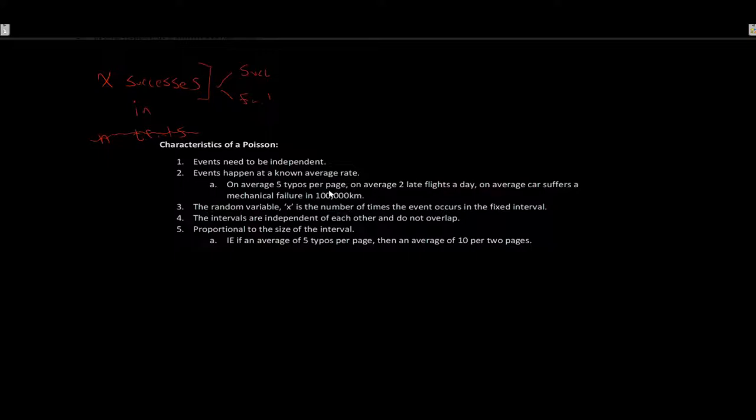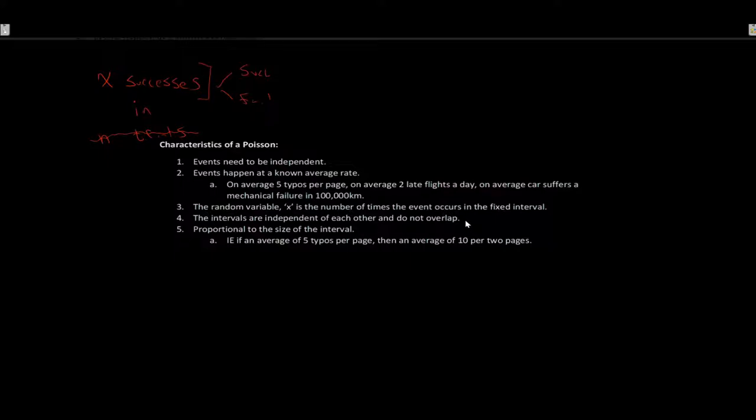Next, events happen at a known average rate. Typically, on average, we get 5 typos per page, or on average we get 2 late flights a day, or on average a car suffers a mechanical failure in 100,000 K, that's 1 failure every 100,000 K. So we have some average rate of occurrence. Next, the random variable X is what we're looking for. What's the probability we have 3 typos on this page? That would be X. X is the number of times the event occurs in the fixed interval. That's typically what we're looking for.